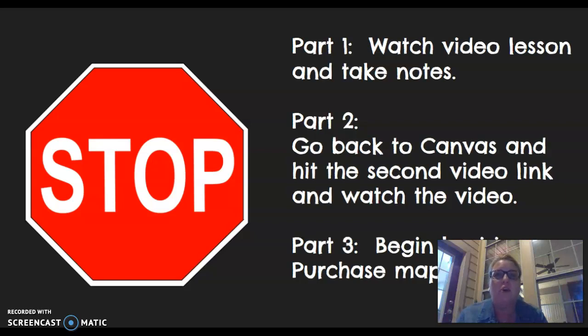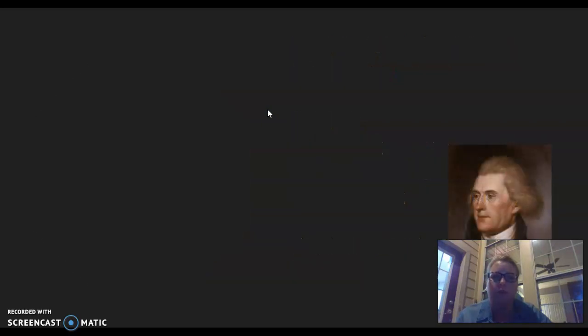Part 3, you're going to begin making your own Louisiana Purchase map. You may not finish this today, but you should at least get started on it, and that's my expectations for this lesson. So something must be turned in by the end of the class period, and then we'll discuss how and where and when we're going to finish that map on Wednesday. So here we go. You got your fill-in-the-blank notes.